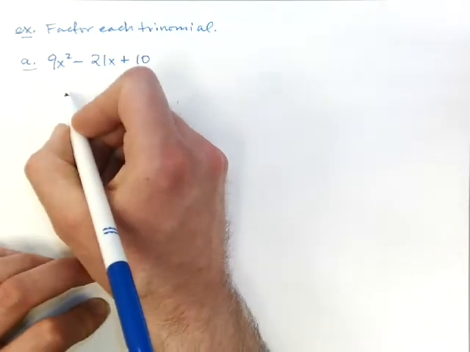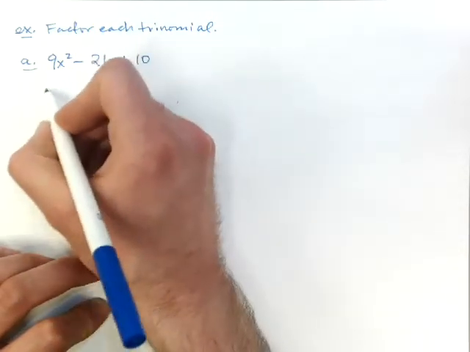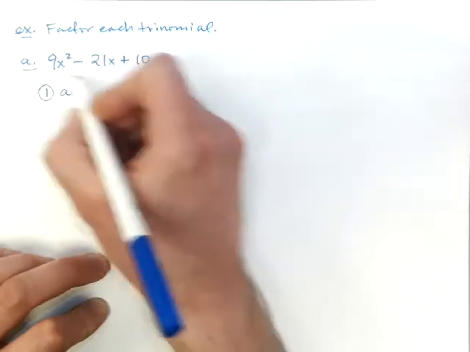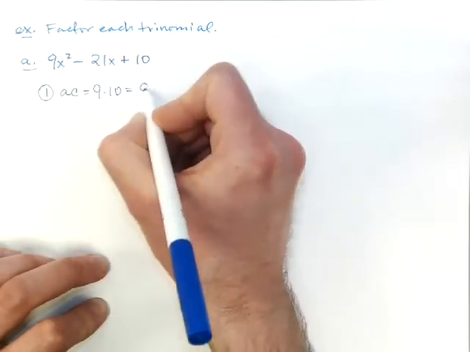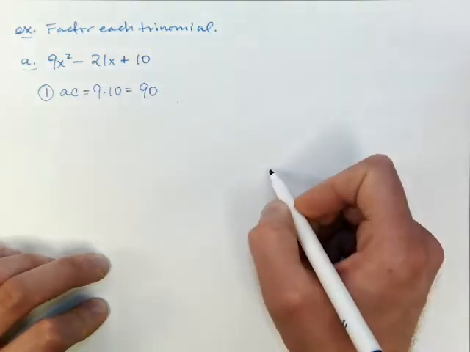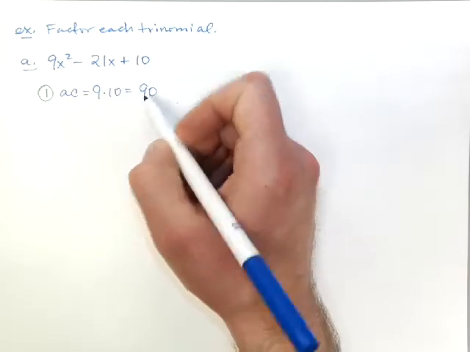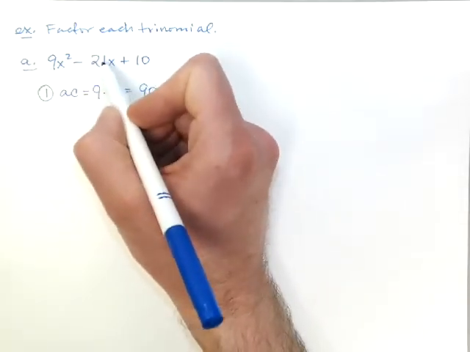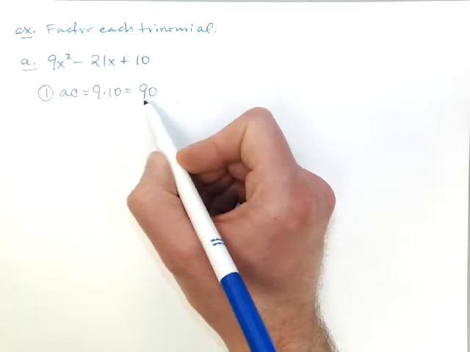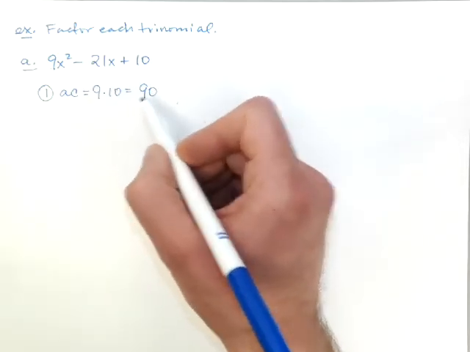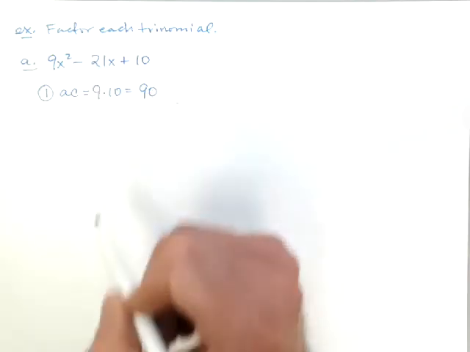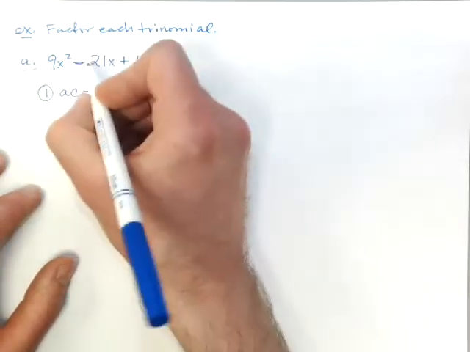Okay, so we need to first calculate AC. So we'll take 9 times 10 equals 90. Now, what's nice about this AC method is that our sign rules still apply from when we were just doing the simple polynomial x squared plus bx plus c. So when AC is positive, but we're trying to add up to a negative, both factors must be negative. Negative times negative is positive, and they add up to a negative number. So we can just focus on the negative factors of 90.